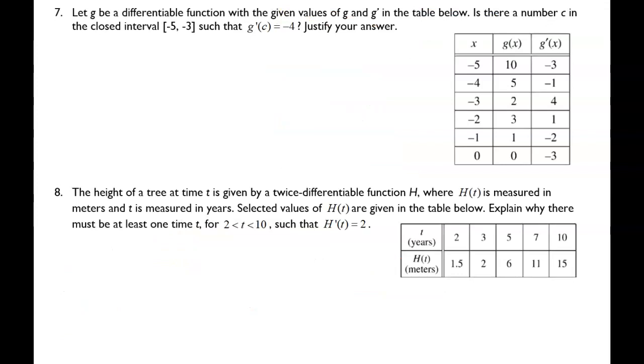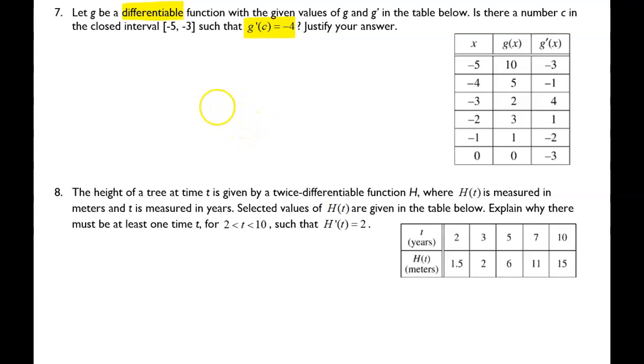So you'll often see these problems with tables of values as opposed to graphs or equations. So let's go ahead and read this. We have g, which is a differentiable function. I see the word differentiable, I'm going to highlight it or underline it. With these given values, we've got g and g prime here. Is there a number c in the closed interval -5 to -3, such that g prime of c equals -4, and justify our answer?